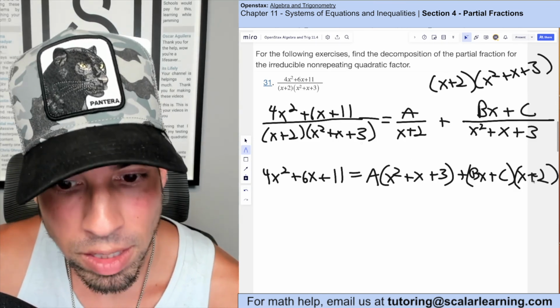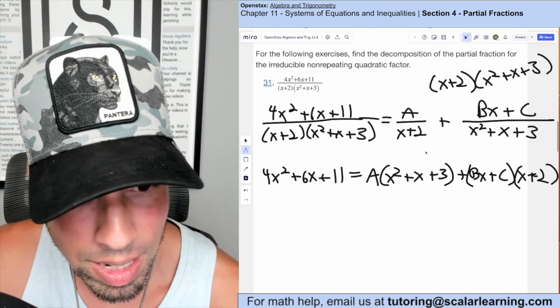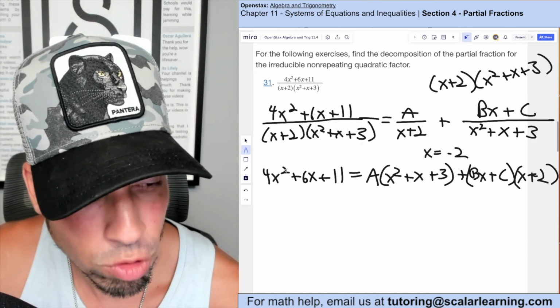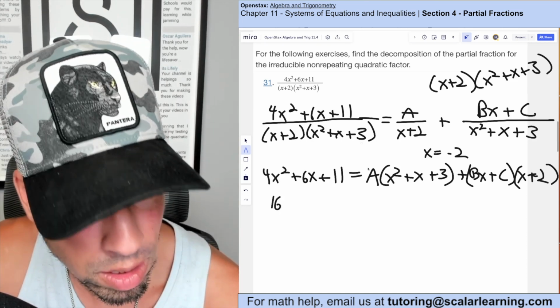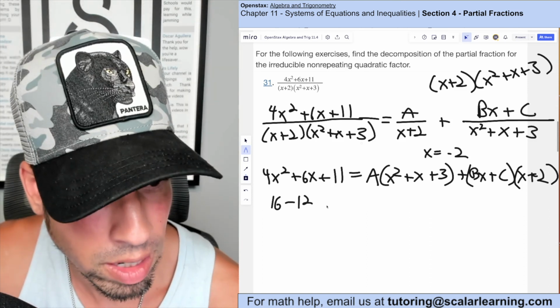Now we're in a good spot because I can choose a nice value for x to eliminate this and just solve for a. So first we're going to try negative 2 for x. Over here we get negative 2 squared, which is 4, times 4 is 16, minus 12, right? Negative 2 times 6 is negative 12, and then plus 11.